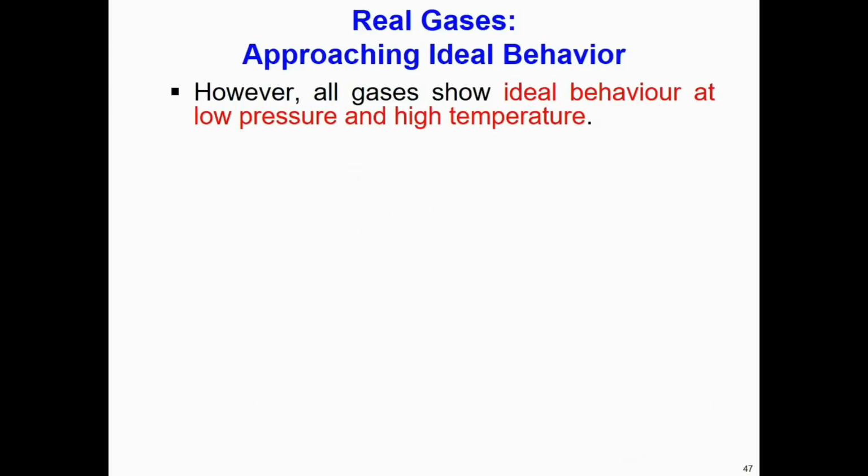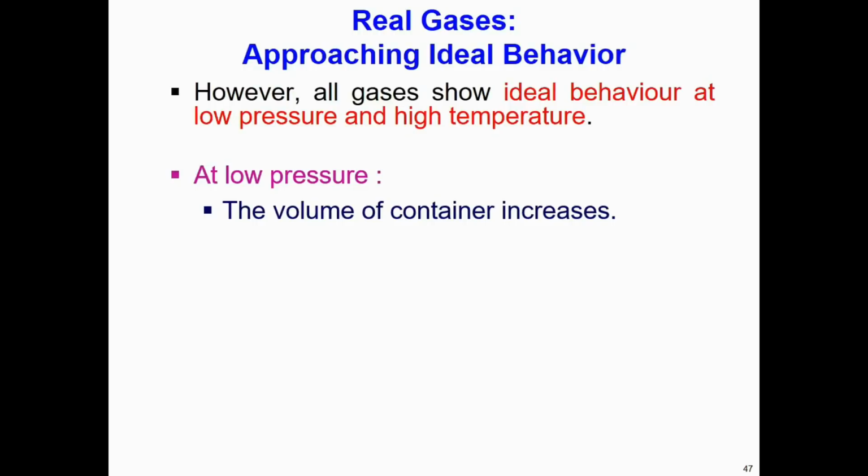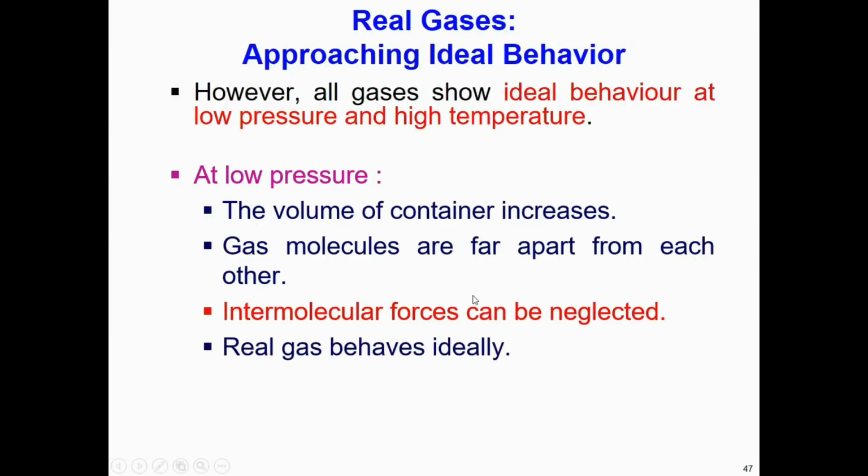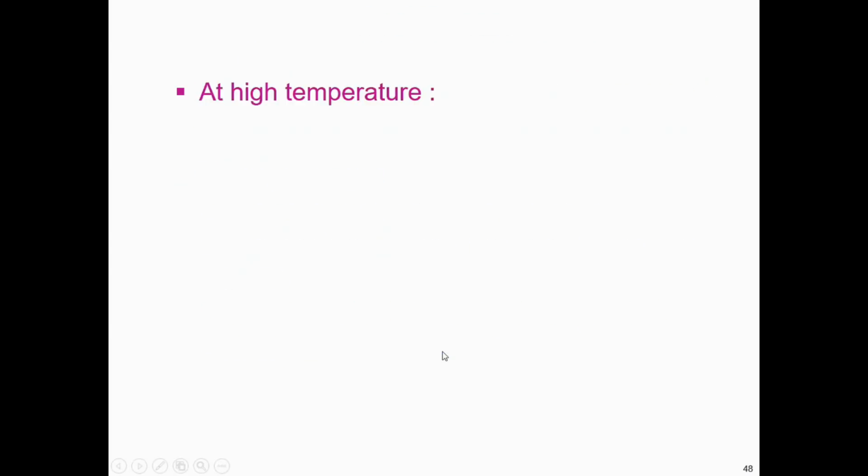So how do gases approach ideal behavior? All gases show ideal behavior at low pressure and high temperature. And why is that? At low pressure, the volume of container increases. So the gas molecules are far apart from each other. Therefore, the intermolecular force can be neglected when the gas molecules are far from each other. Therefore, real gas will behave ideally.